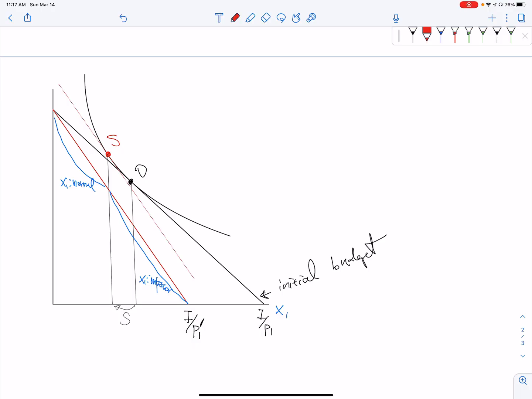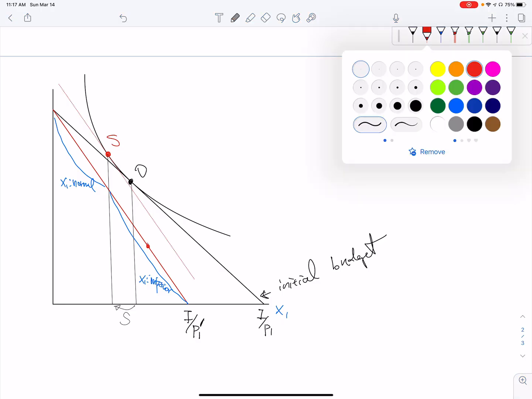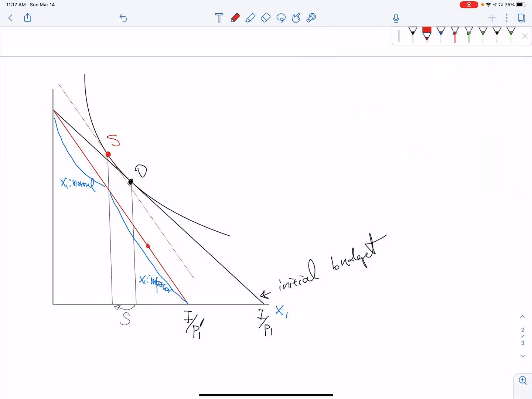So now X1 is the inferior good, but not only is it an inferior good, it is a very, very inferior good. So your new optimal decision is here. So what will the indifference curve look like? To be precise, it has to go all the way down like that, right?